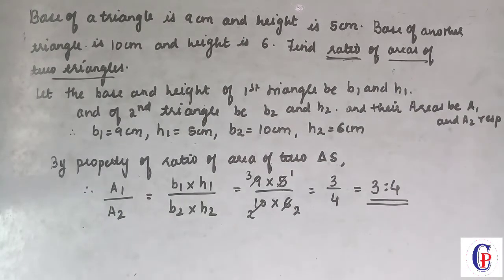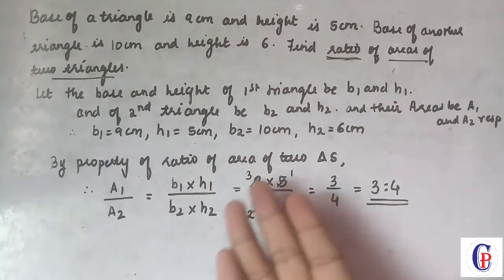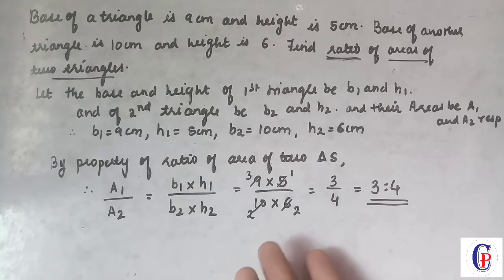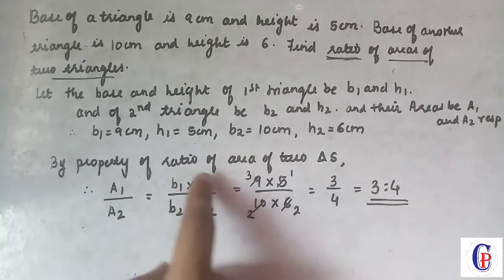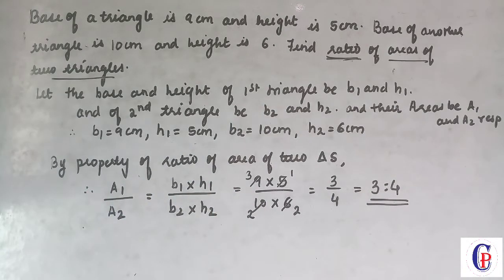You can see that the calculation was very easy. How can you solve this sum easily? You can solve it easily only if you know the property, that the ratio of the areas is equal to the ratio of the product of their base into height. The calculation in 10th standard is very basic. The thing we needed here was this property; if you know it, your answer is very easy.